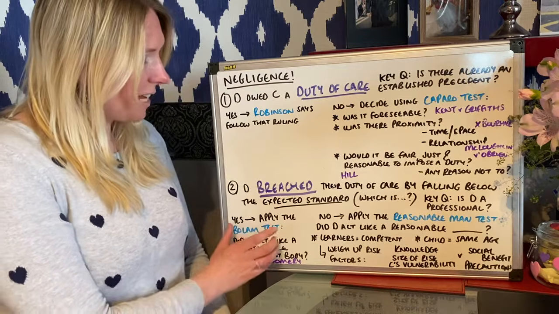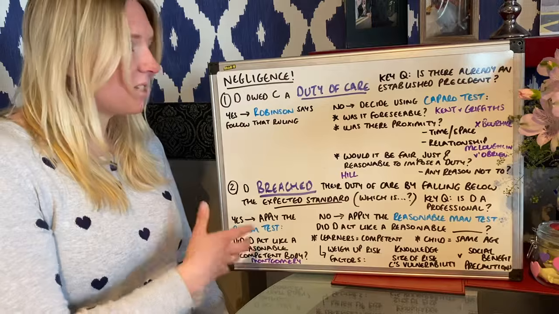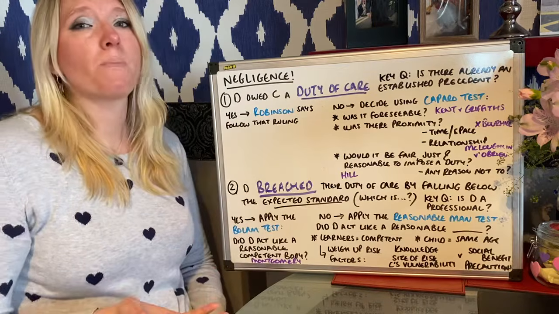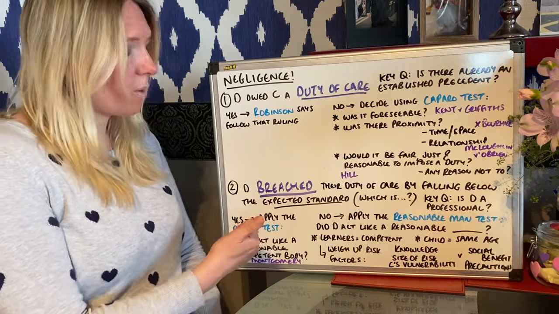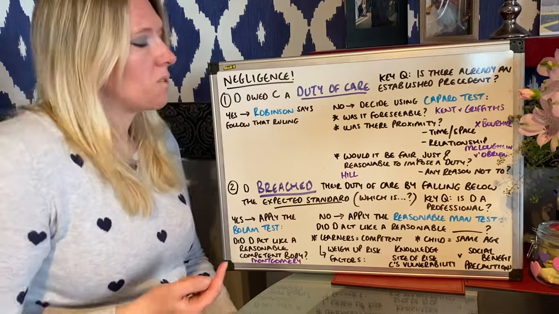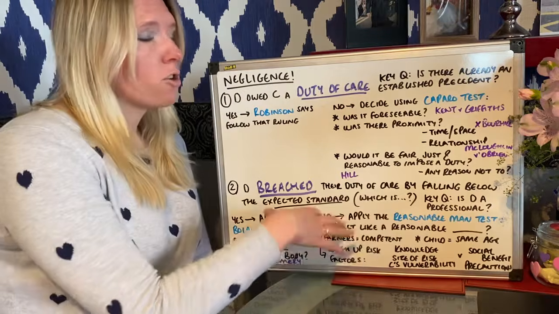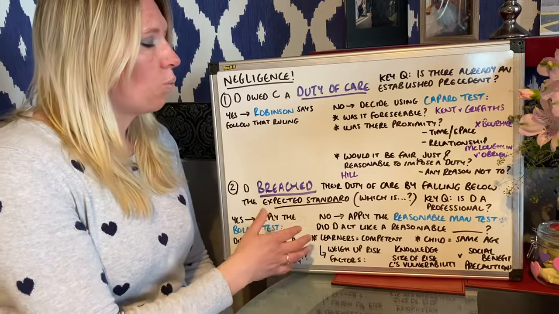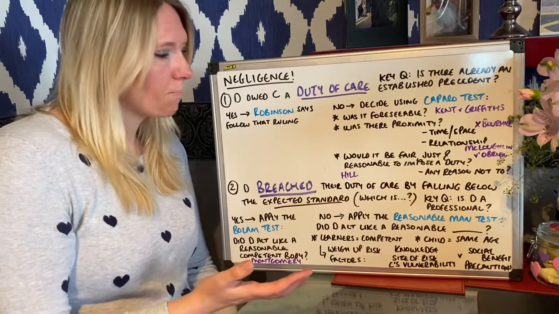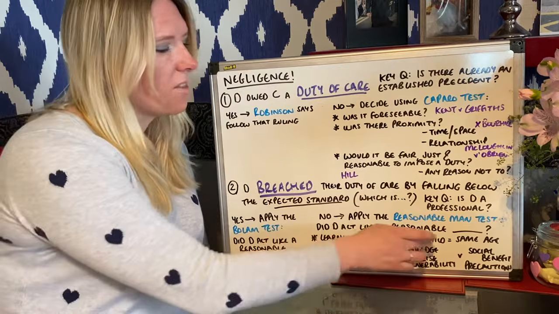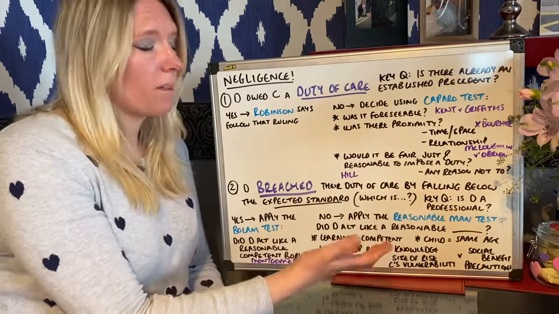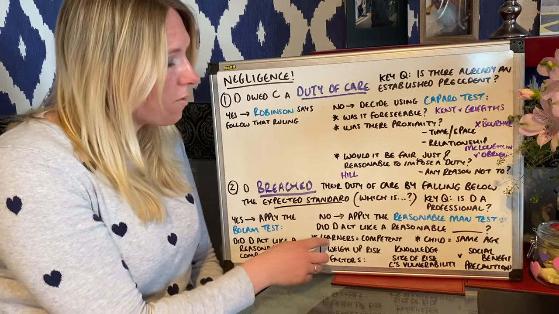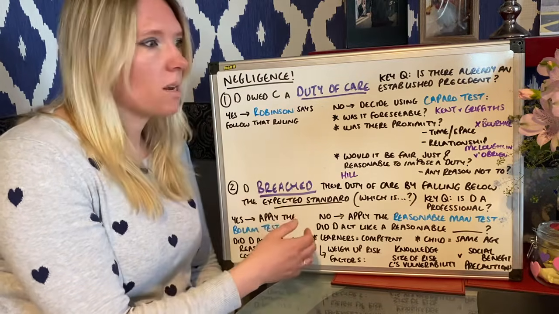So the Bolton test, you simply ask that one question. Did they act like a reasonable, competent body of opinion? Did they do what others would do? And do you feel like that was reasonable? If they're not a trained professional, we just compare them to others like them. Unless, of course, they're a child, and even then you compare them to someone of the same age. But remember, don't give them any slack for being a learner.